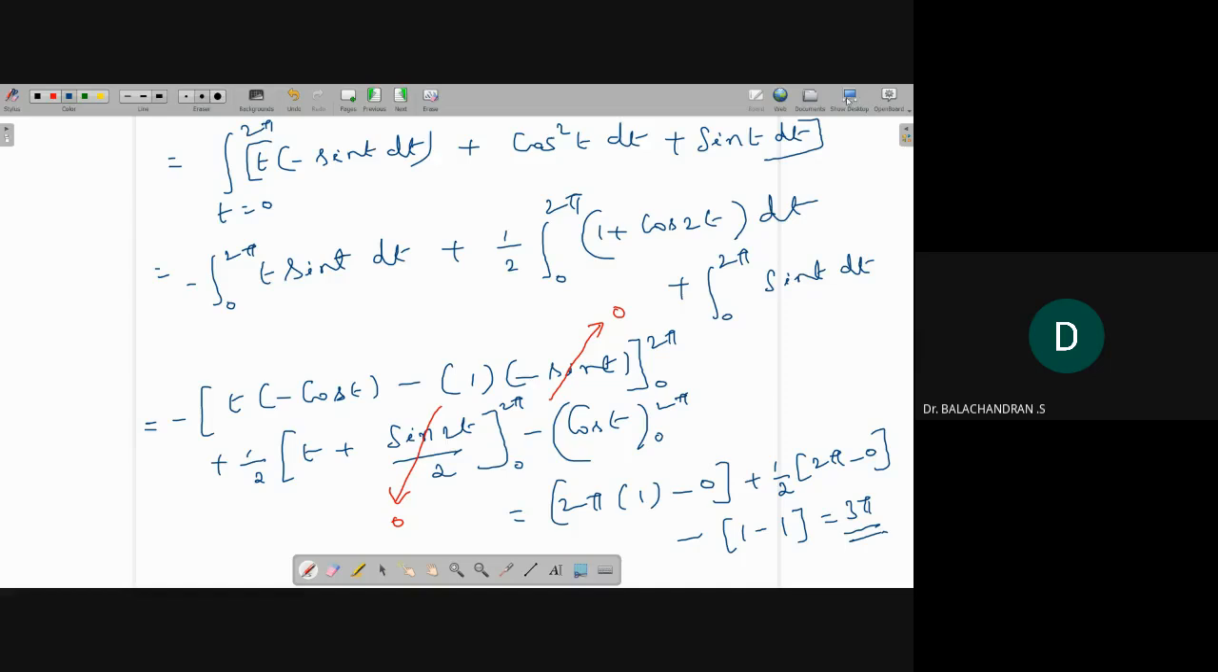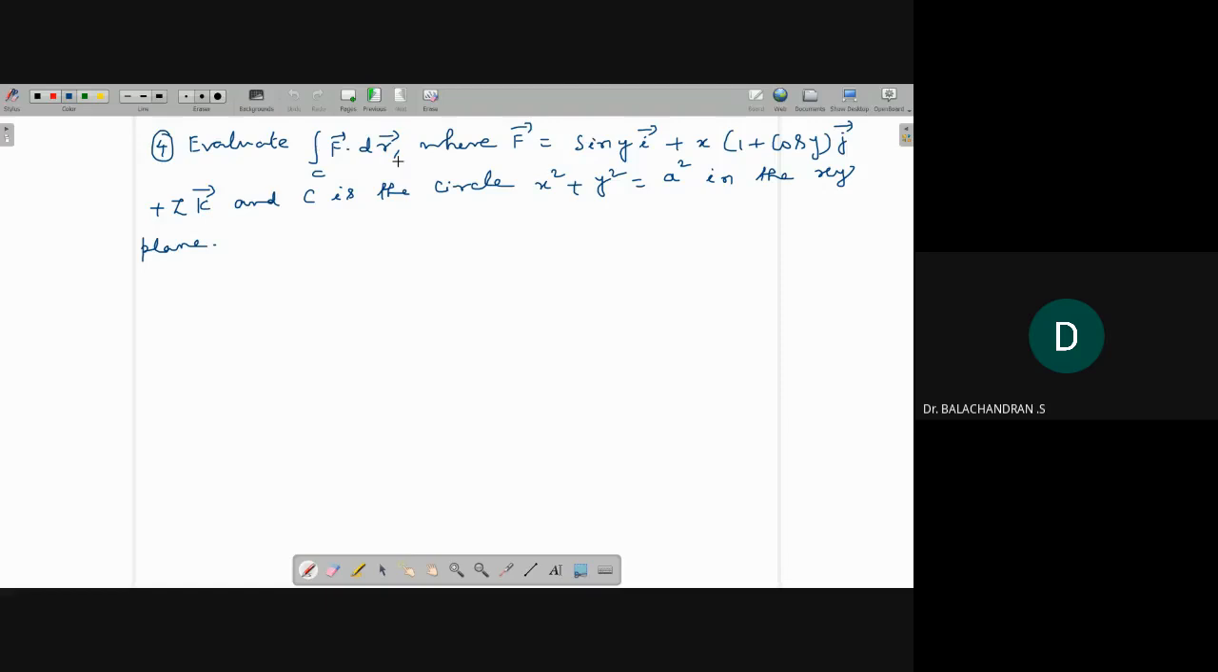And still I have 10 more minutes, so I will try to finish one more problem. Evaluate the integral over C of F vector dot dr vector, where F vector equals sin y into i vector, plus x into 1 plus cos y into j vector, plus z into k vector. And C is the circle x square plus y square equal to a square in the xy plane. So you need to evaluate this integral where F vector is given and C is given. But the points are not given, so we will find the points.